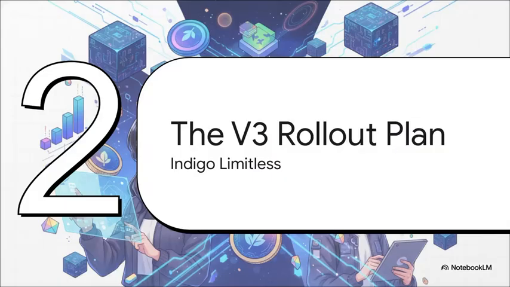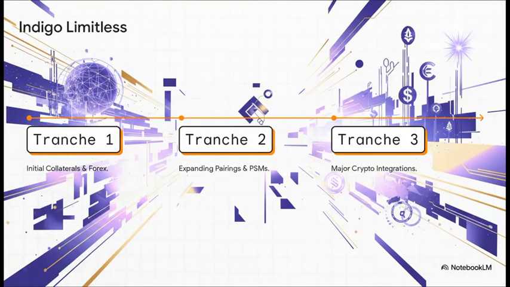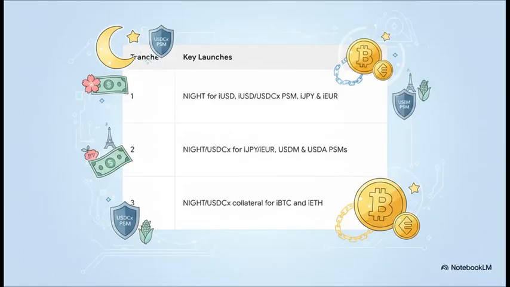Section 5, the V3 rollout plan. When do you actually get to play with this advanced tech? The core contributors aren't messing around. They've laid out an aggressive 3-part rollout timeline dubbed Indigo Limitless to safely but rapidly bring these new markets online. Here's how it's going to go down.